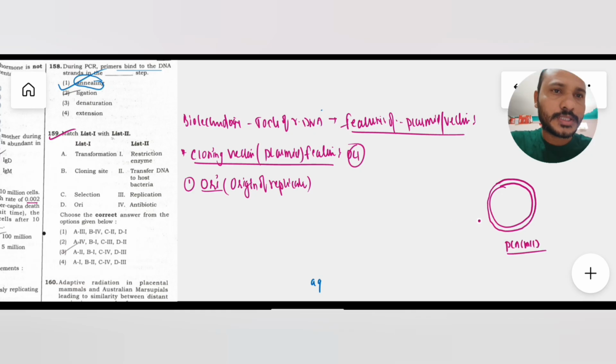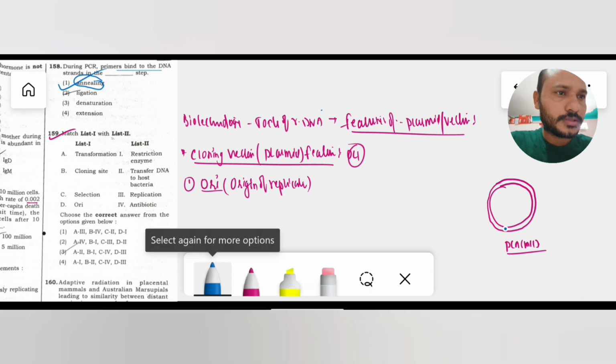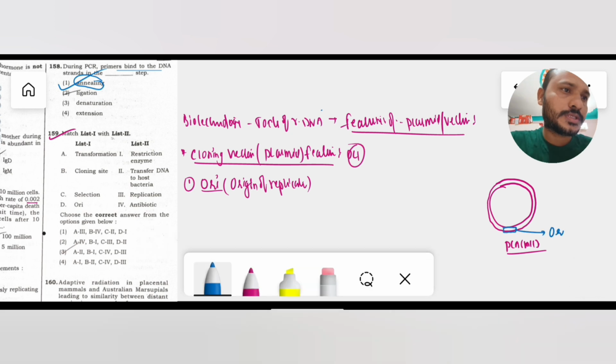In this plasmid there is one important site present here. This site is called the ORI site or ORI sequence, the origin of replication. The importance of the ORI is that replication starts from here only. Why? Because plasmids are self-replicating, hence the replication will start from this ORI site only. So I am writing: the ORI site means the sequence where replication will start.